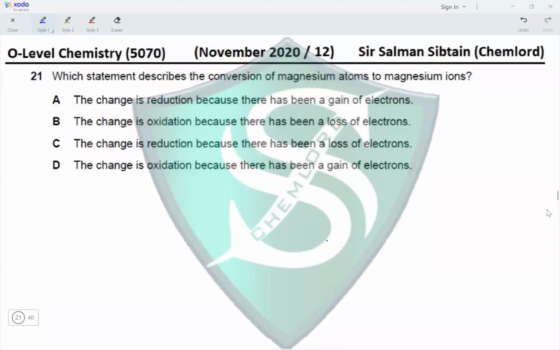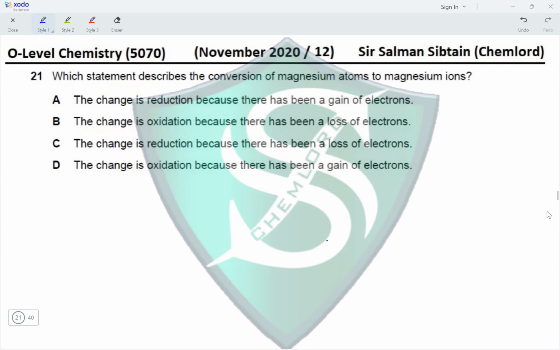Hi guys, this is O-level chemistry, paper 12, November 2020, question 21. Which statement describes the conversion of magnesium atoms to magnesium ions? So magnesium ions are positively charged. That means the magnesium atom will be losing electrons to form magnesium ions. And the charge of the ion would be Mg2+.